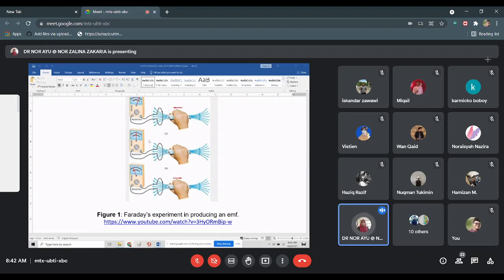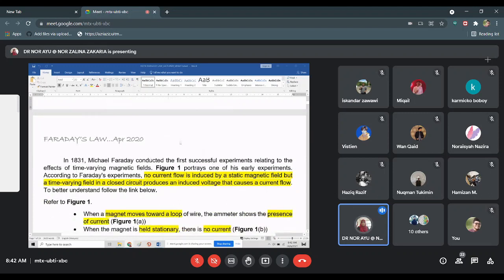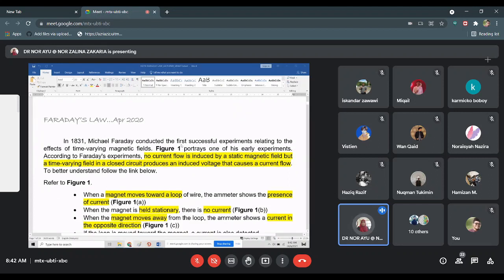From this, Faraday concluded that when the magnetic field is static, there will be no current. When it is a time varying magnetic field, when the magnet moves to the left or to the right, it will produce a current, and at the same time induce a voltage. And this voltage is what we call the electromotive force, EMF.